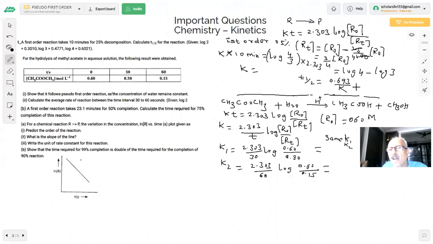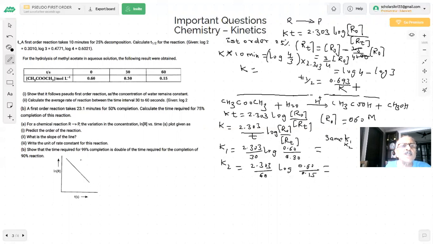Because here you see 2.3 by 30, 2.3 by 60. Here it is coming two times of this. You can see that. This is log 4 and this is log 2. Got my point? Log 4 is log 2 squared, which is 2 log 2. This is log 2, this is 2 log 2. The 2 and 30 will cancel, so you will get the same values. So the first question is done.